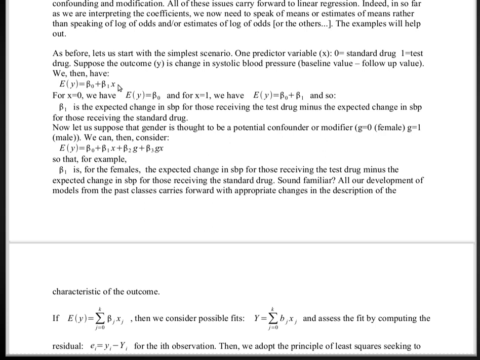Right? So we've coded 1 for test and 0 for standard. Then we can immediately see, like we did earlier in these sessions for logistic regression, that when x is 0, the expected value is beta sub 0. And for x equals 1, the expected value is beta sub 0 plus beta sub 1. That's simply taking this equation and writing it with x equals 0, in which case this term goes away, and writing it when x is equal to 1, in which case we get the sum of the two.